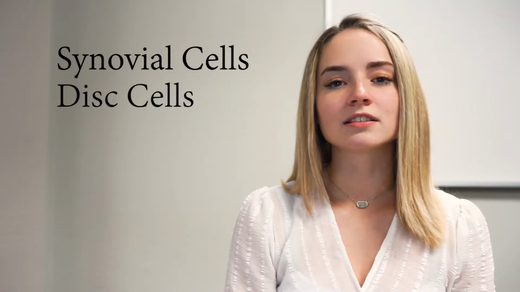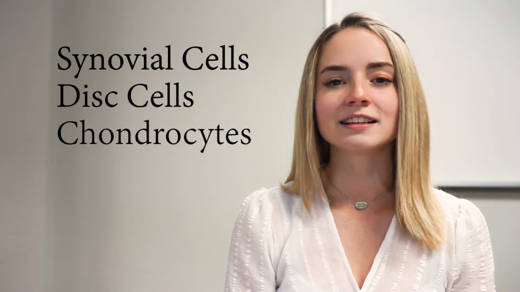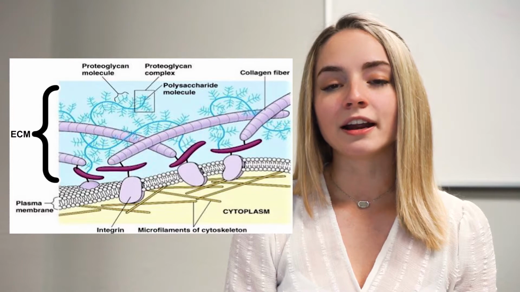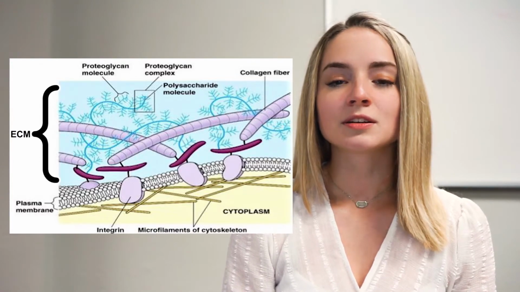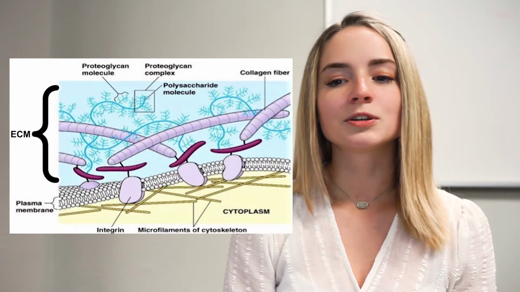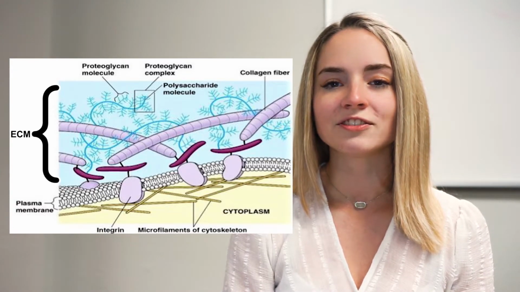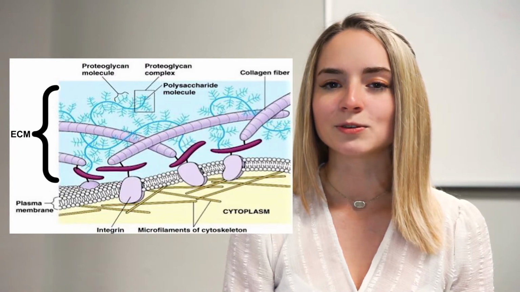The TMJ disc is composed of different cell types that include synovial cells, disc cells, and chondrocytes that have different cell morphologies and functions. These cells are surrounded by their extracellular matrix, which is comprised mainly of collagen, which plays a significant role in structure and cell signaling for growth, division, and even death via apoptosis.